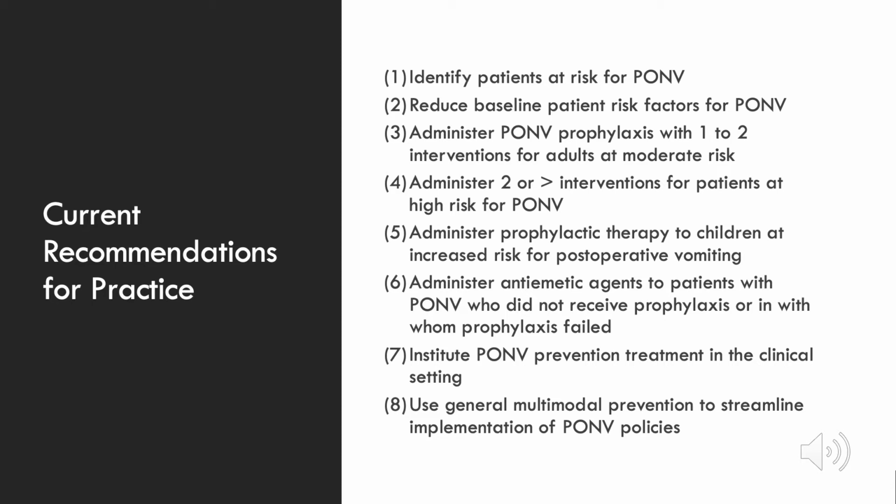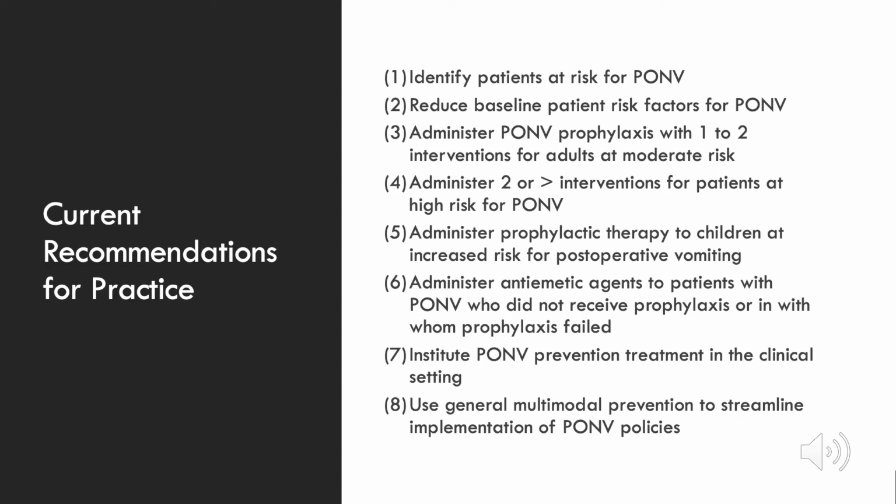Consensus guidelines published by the American Society of Anesthesiologists in January of 2014 set forth 8 different recommendations for the management of postoperative nausea and vomiting. 1. Identify patients at risk for PONV. 2. Reduce baseline patient risk factors for PONV. 3. Administer PONV prophylaxis with 1 to 2 interventions for adults at moderate risk. 4. Administer 2 or greater interventions for patients at high risk for PONV.